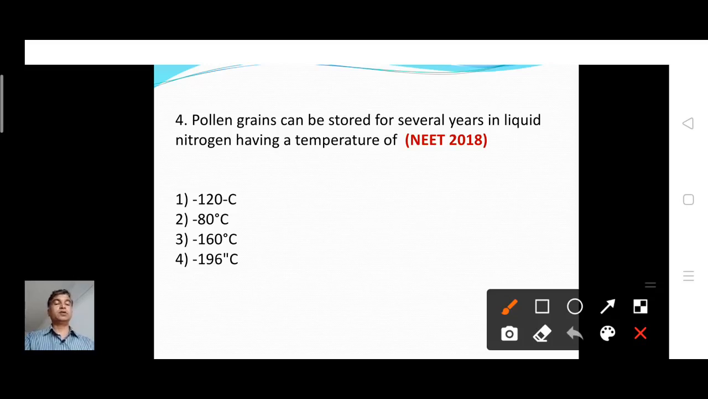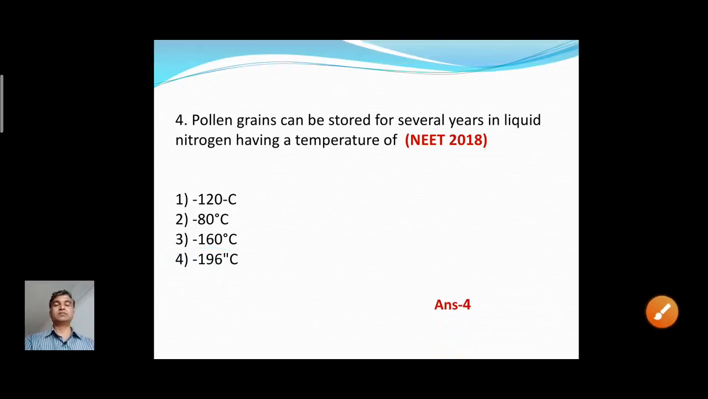Pollen grains are preserved in liquid nitrogen, specifically at minus 196 degrees Celsius. So this is a 2018 NEET question. Not minus 120, not minus 180, not minus 60. Answer is the fourth one, that is minus 196 degrees Celsius. Is this clear? This is particularly called cryopreservation.